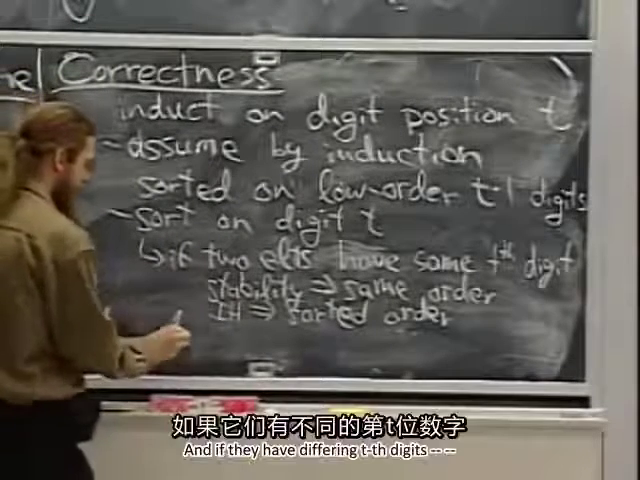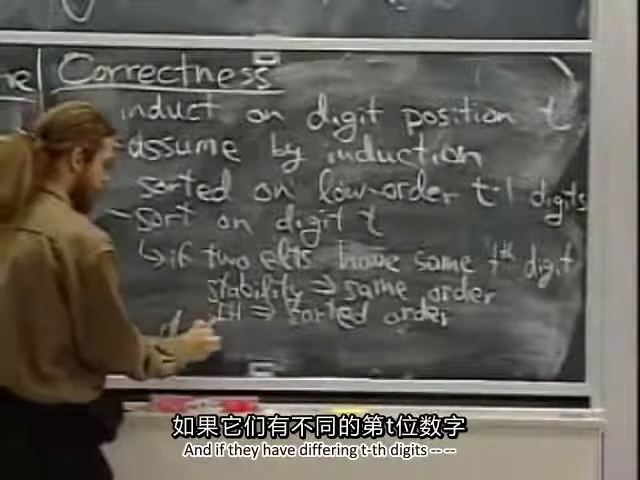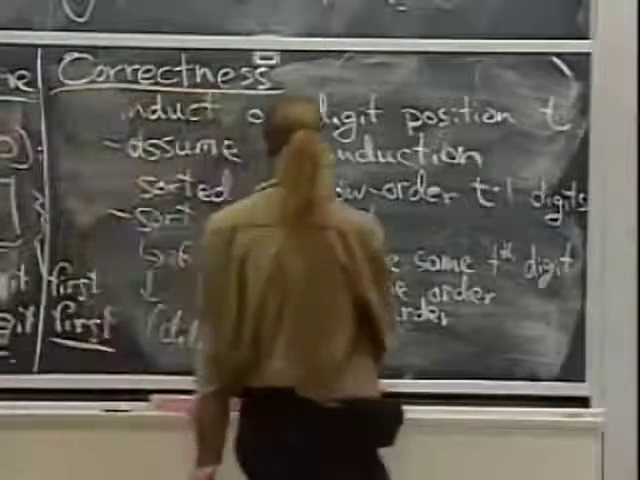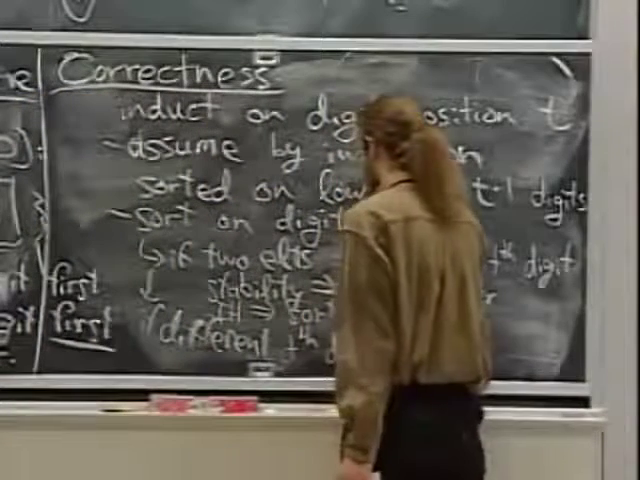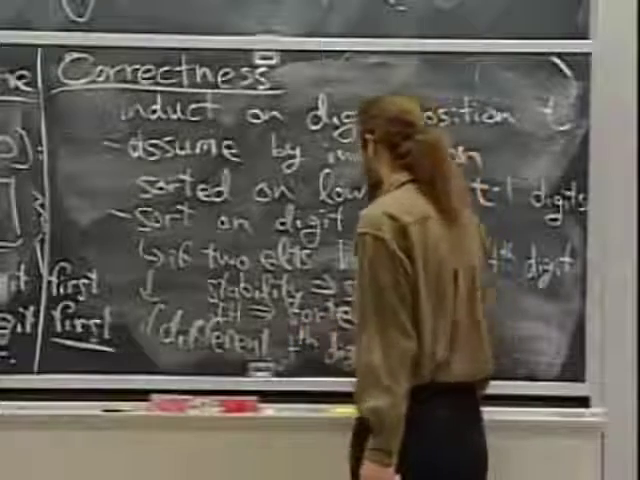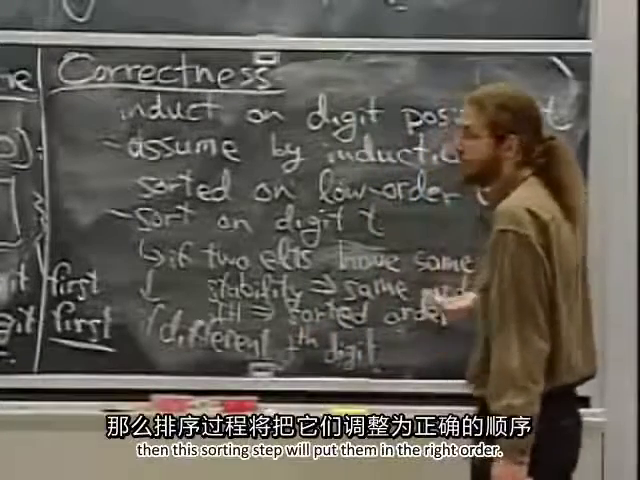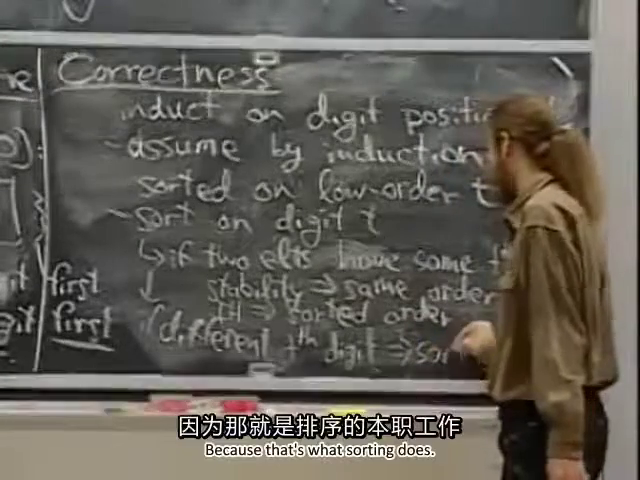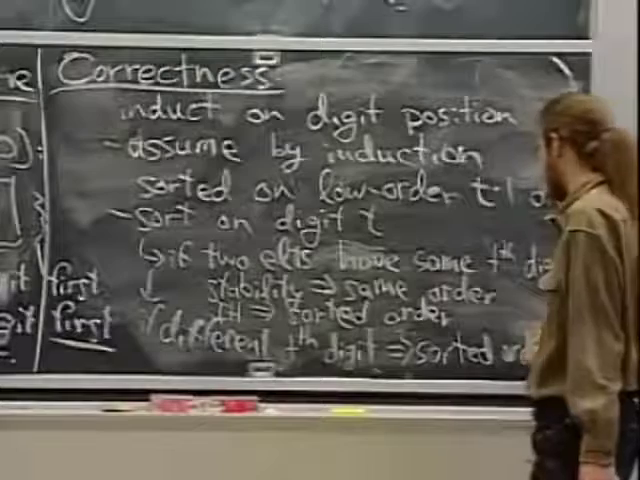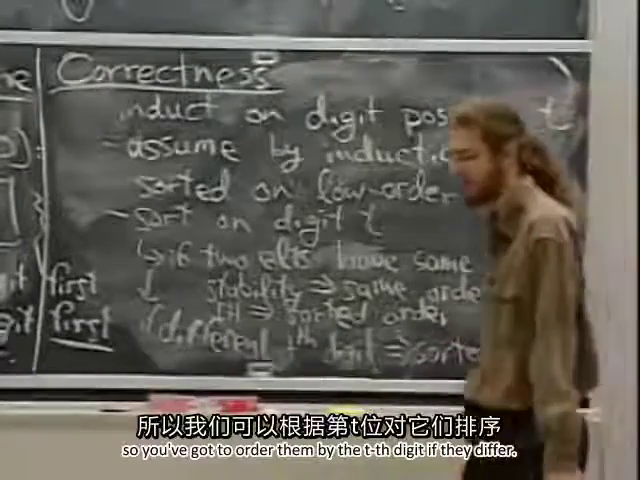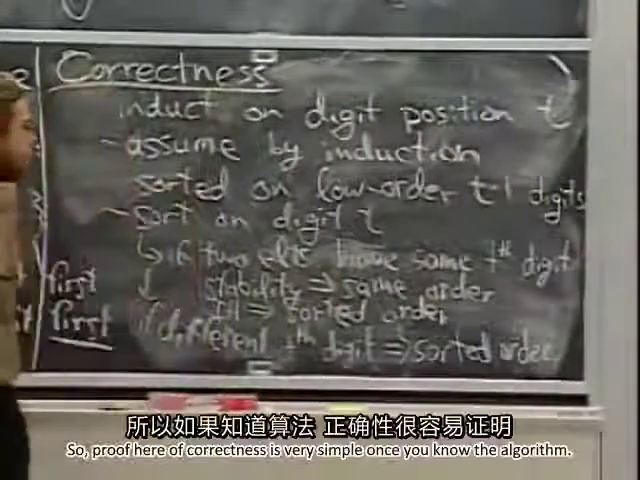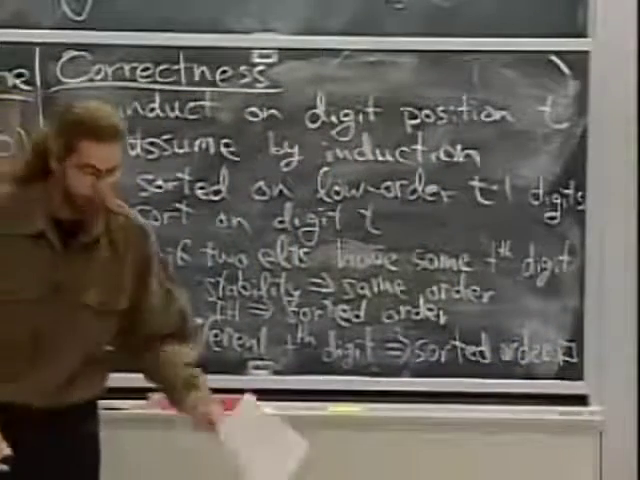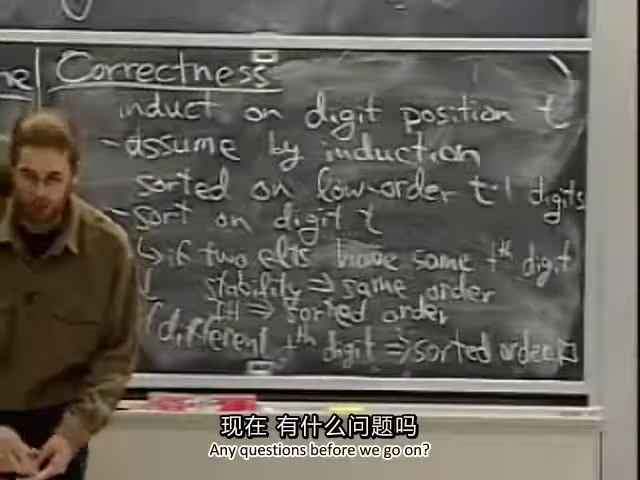And if they have differing tth digits, then this sorting step will put them in the right order, because that's what sorting does. Okay, this is the most significant digit, so you've got to order them by the tth digit. If they differ, the rest are irrelevant. So proof here of correctness is very simple once you know the algorithm. Any questions before we go on?